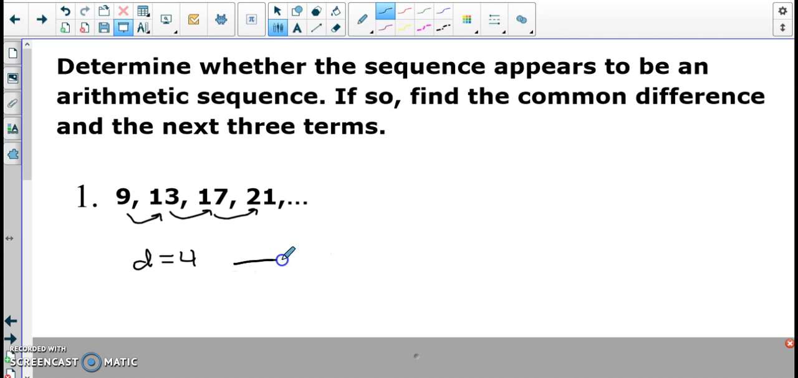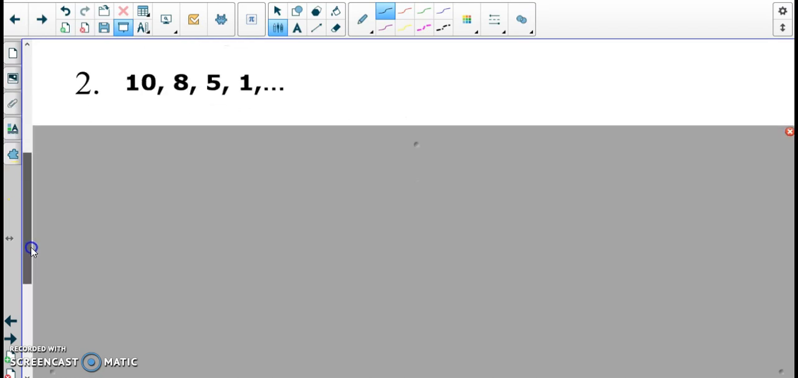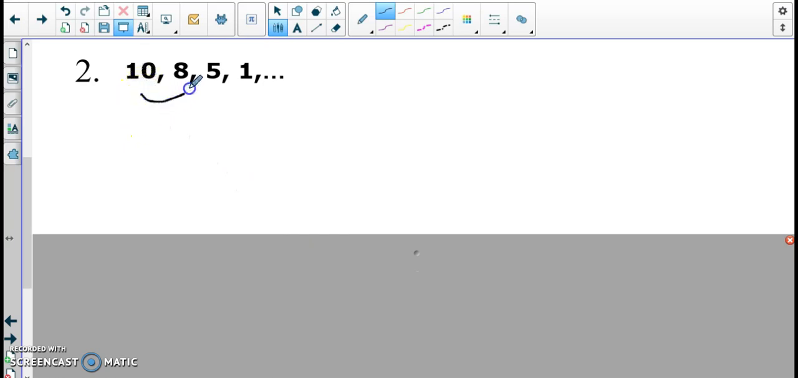Now it says find the next three terms. So we want to list those. We just add 4 to 21 to get 25. Add 4 to 25 to get 29. Add 4 to 29 to get 33. So those will be the next three terms. All right, take a look at that second one. It says 10, 8, 5, and 1. It's going down, which is fine, but is it going down by the same amount? To go down from 10 to 8, you go down 2; from 8 to 5, you go down 3; and from 5 to 1, you go down 4. Okay, there's a pattern, but it's not the same. So this is not arithmetic.